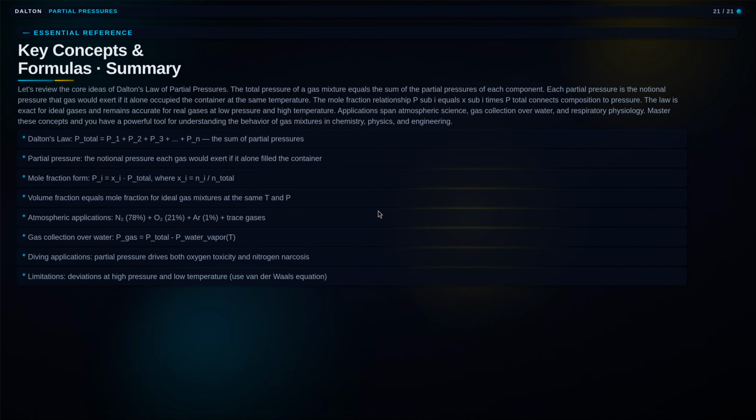Sixth, limitations. Deviations occur at high pressure and low temperature when molecular interactions become significant, and these are captured by the van der Waals equation. Master these concepts, and you have a powerful tool for understanding gas mixtures in chemistry, physics, and engineering.